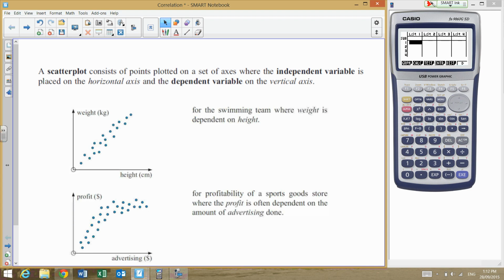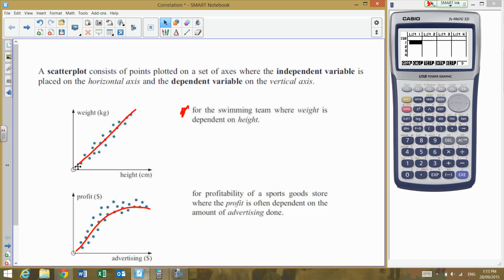In this video, we're going to have a look at correlation, what that means and how it can be applied. Using correlation, we're going to look at scatter plots, and we can see we've got two examples here. One looks like it's going up in a straight line, and one looks curved a little bit. In the first example, weight is dependent on height, but in the second, the profitability of a sports store, the profit is often dependent on the amount of advertising done.